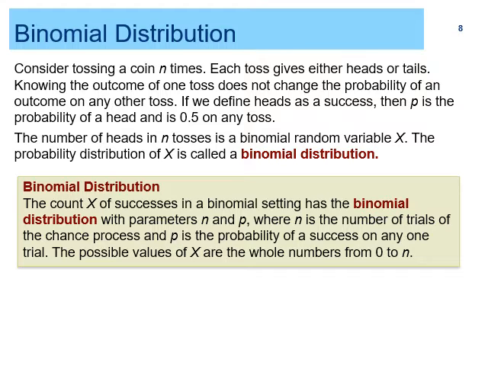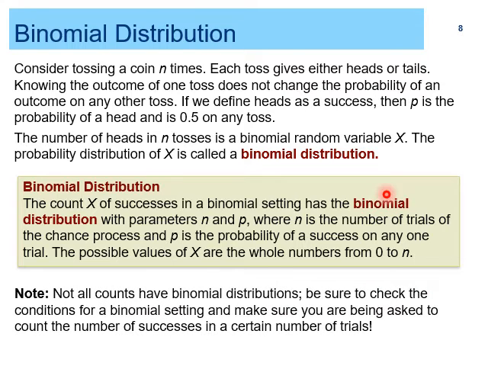So the count X of successes in a binomial setting has a binomial distribution with parameters n and p, where n is the number of trials of the chance process and p is the probability of a success on any one trial. The possible values of X are the whole numbers from 0 to n. Not all counts have a binomial distribution, as we are seeing in other examples. Be sure to check the conditions for a binomial setting and make sure you are being asked to count the number of successes in a certain number of trials.